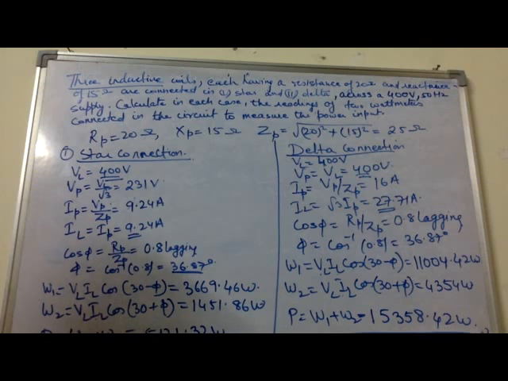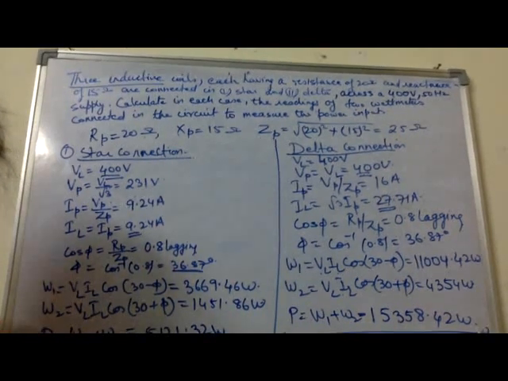You can again compare over here. The load is the same, the supply is the same, but the power consumed will be different. In the delta, the power consumed is 3 times the power consumed in the star connection.